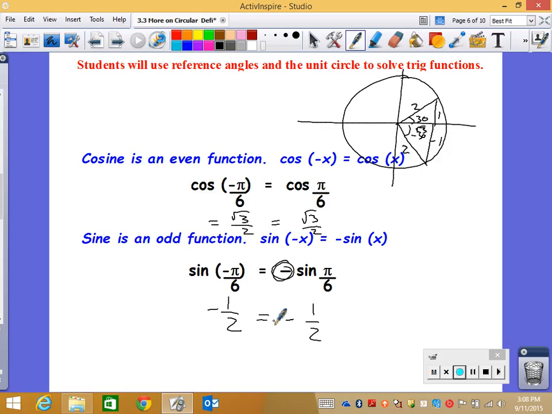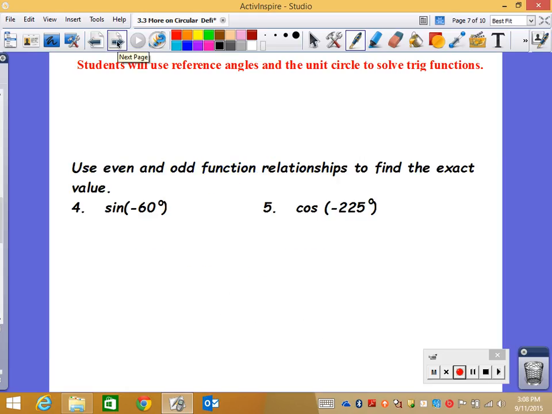Now these two identities here, that the cosine of negative x is equal to the cosine of x, and sine of negative x is equal to negative sine x, are two identities that we're going to want to memorize. You're going to want to know those. So let's try these out now. Let's do some applied examples. So the sine of negative 60, we're going to draw that on my unit circle.